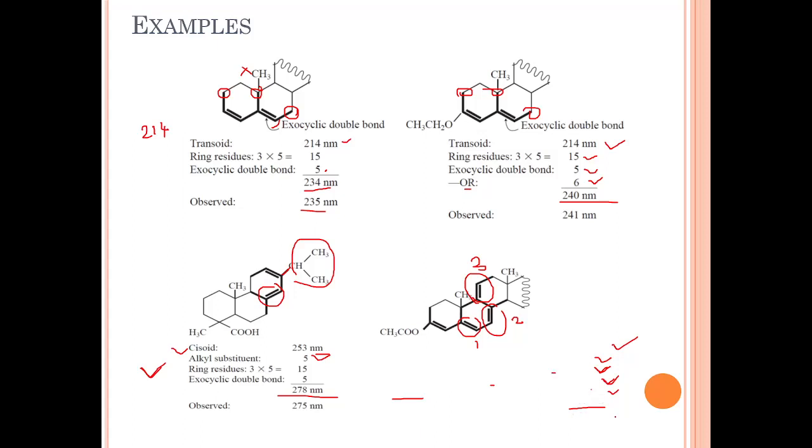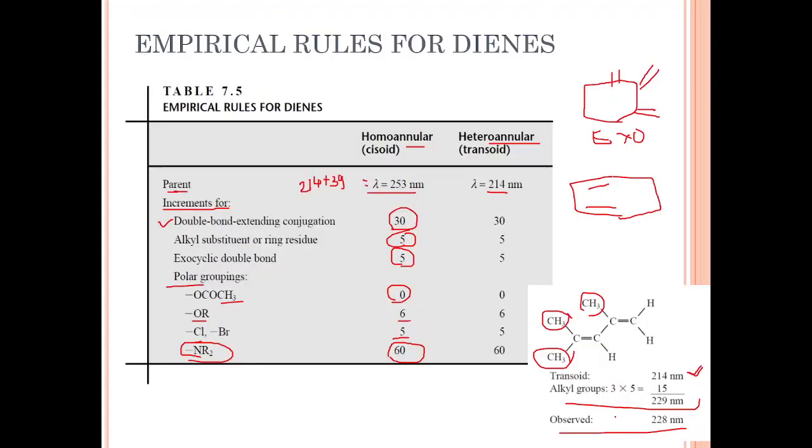So this is how we are going to calculate the lambda max for each and every type of diene. So the main focus should be on table number 7.5, where you can see that for the extended double bond we have 30, alkyl substituent 5, exocyclic double bond 5, OCOCH3 will have 0, OR will have 6, and Cl or Br will have 5 nanometer, but for the aniline substituent or amine substituent we have 60 nanometer. So this table will help you to calculate the lambda max for dienes.